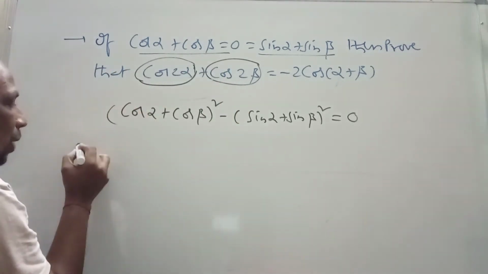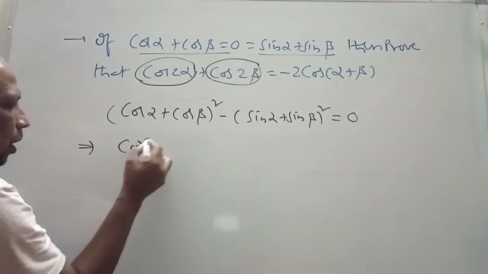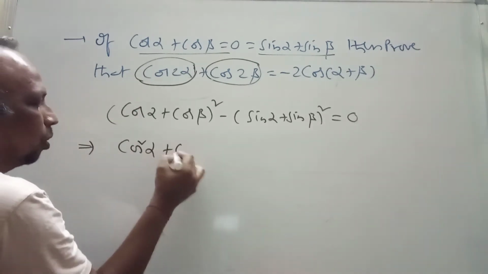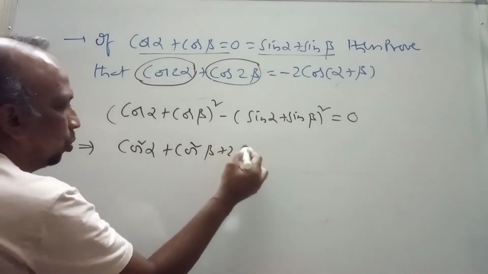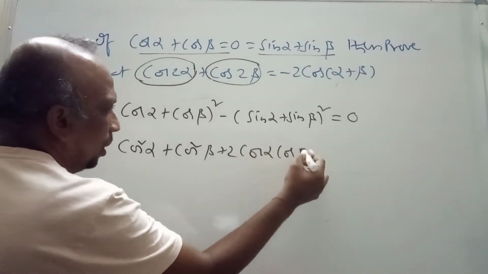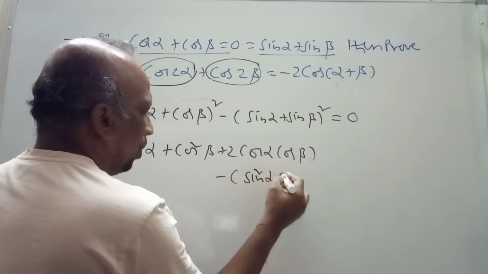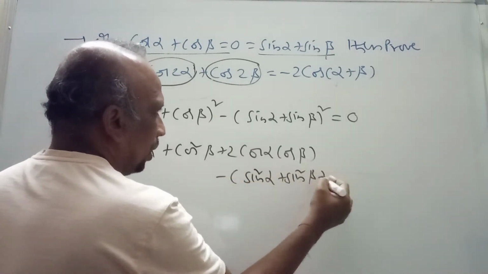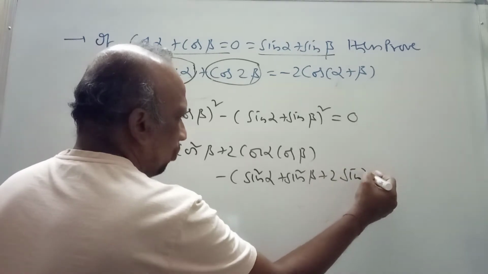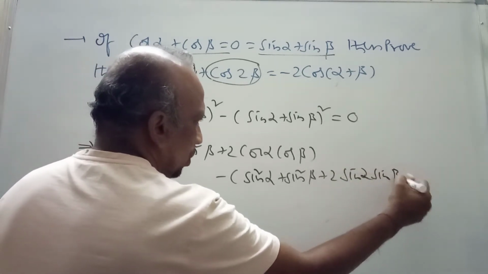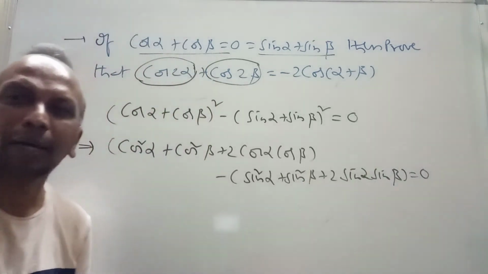So I have taken, if I expand this, cos square alpha, you will get plus cos square beta plus 2 cos alpha cos beta, minus sin square alpha, you will get sin square beta plus 2 sin alpha sin beta equal to 0. It goes like this, right?